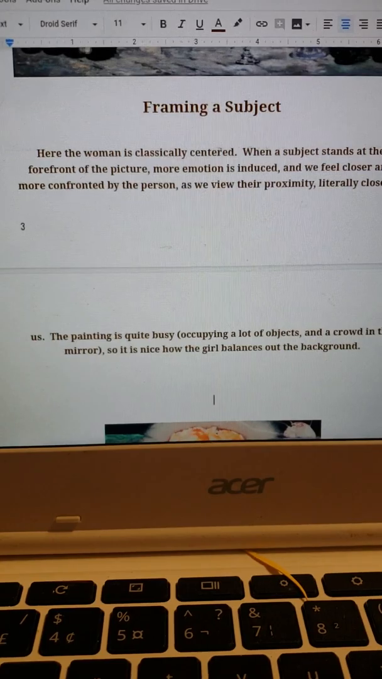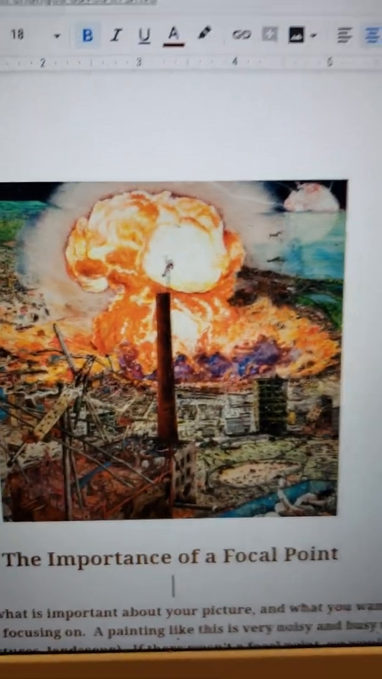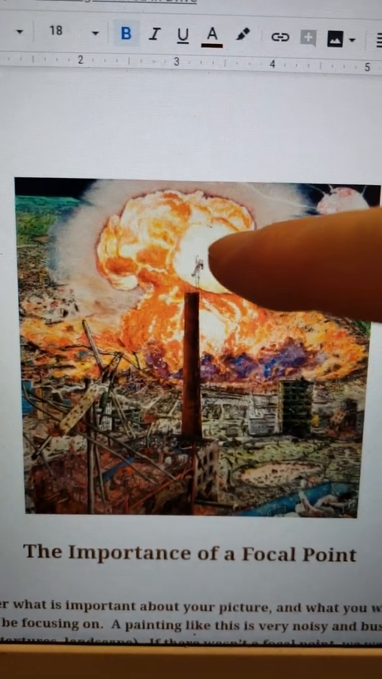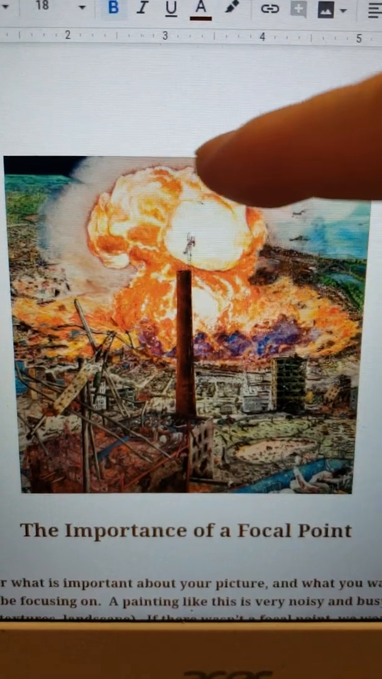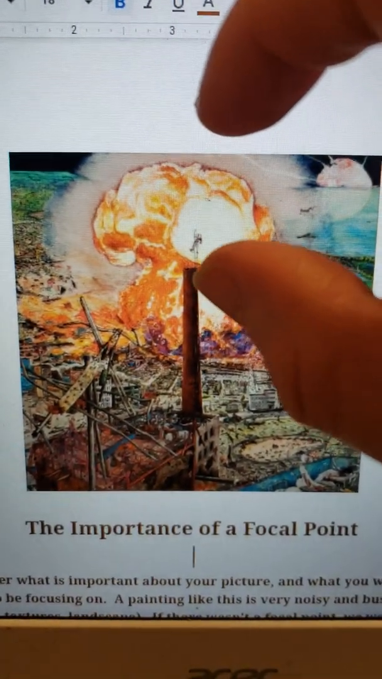Another example of a really busy artwork is this one. You can see there's so much going on. And again, this is the focal point. The artist makes that clear because they give us this different tone, this space to relax in, and this rule of three.